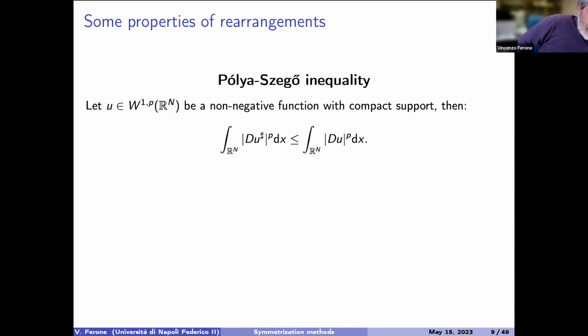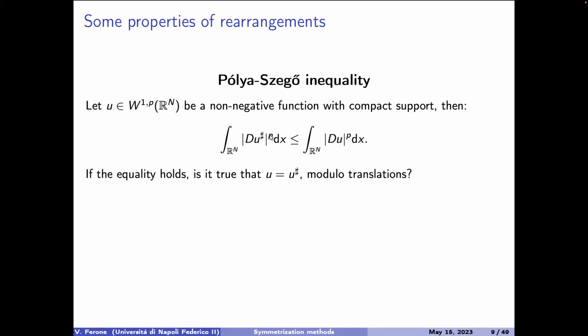So let us describe another property of rearrangement, which is known as the Pólya-Szegő inequality. This states that for functions with compact support in W^{1,p}(R^n), the energy decreases under symmetrization. So if I compute the integral over all R^n of |grad u|^p, this is greater or equal than the integral of |grad u^#|^p. It is essential that u is non-negative.